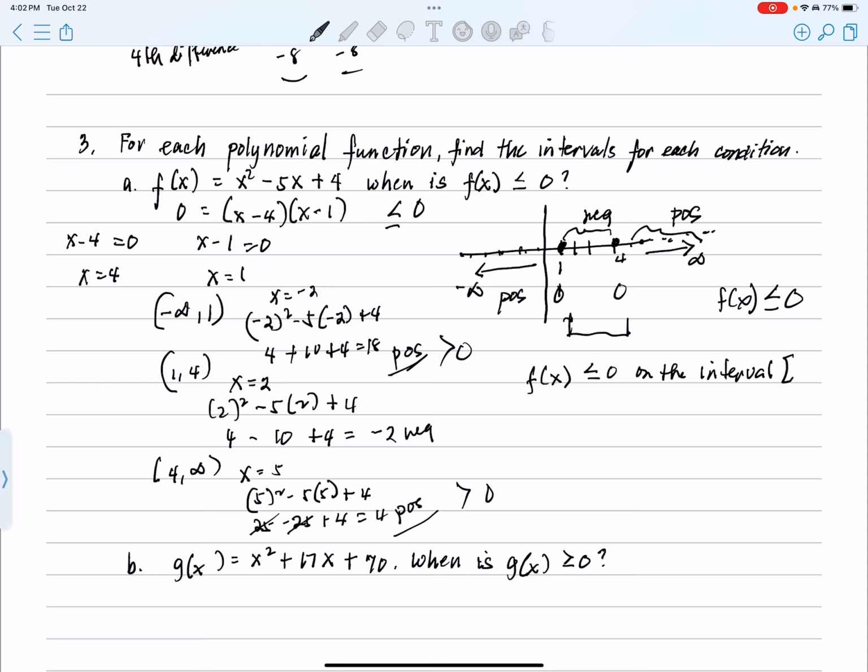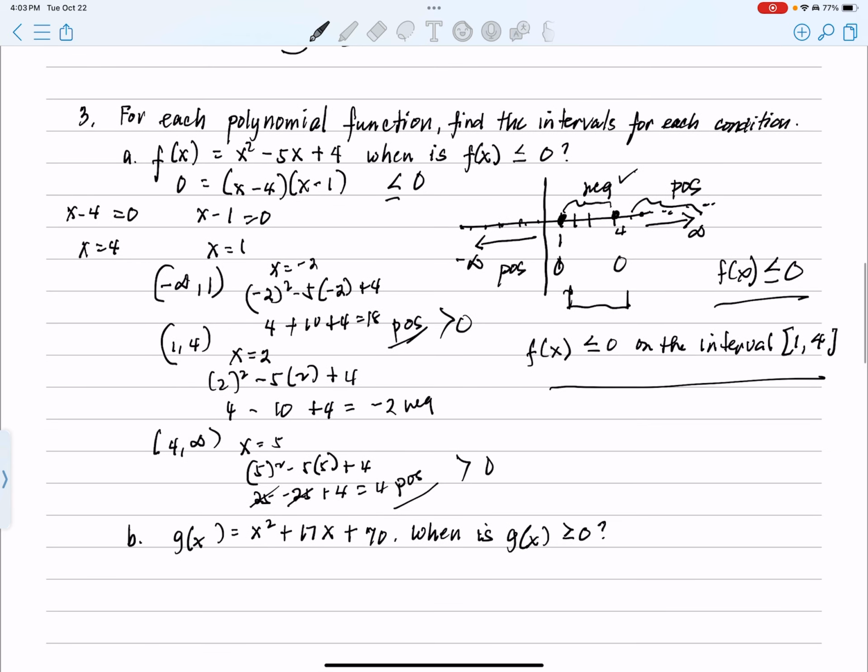Included 1, because 1 is 0, and 4, that's 0. And in between 1 to 4, you come up with a negative value when you plug in to the function. And that answers the question when it's less than or equal to 0. So that's it from that interval. That's how you're going to check.